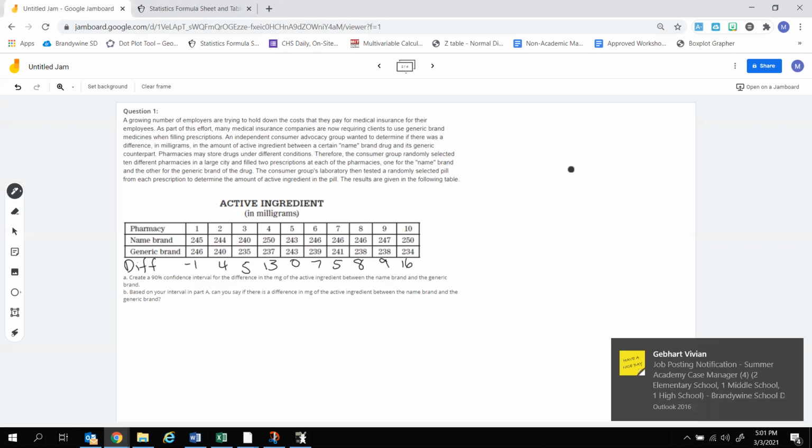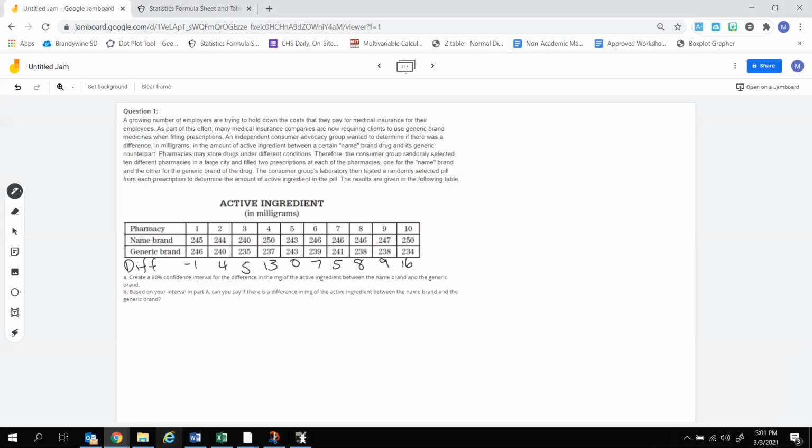As I'm looking at this, we want to come up with a 90% confidence interval. So first is our parameter of interest. We are trying to find the true average difference in the active ingredient between the generic brand and the name brand drug.